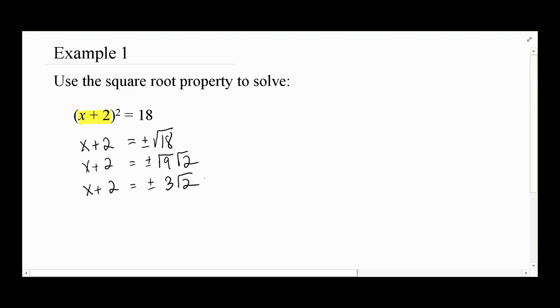Now my goal was to solve for x though, to get the x by itself. So I need to get rid of that plus 2. I would get rid of the plus 2 by subtracting 2 from both sides.